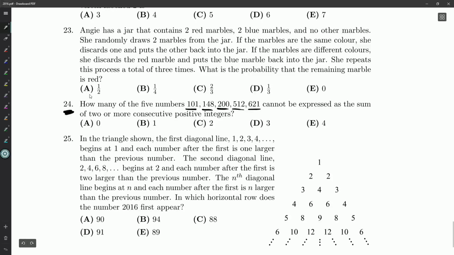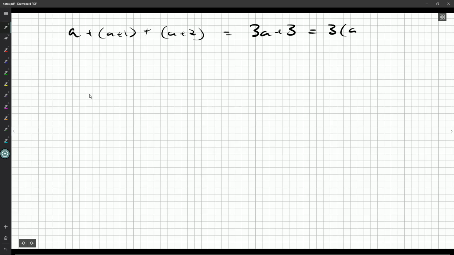So to answer this question, we really need to understand how you know if something's expressible as a sum of consecutive positive integers. And there's two ways. The easiest way is if you've got an odd number of numbers. For example, if I had a, and then the number right after that, a plus 1, and a plus 2. If I had 3 numbers added up, turns out that's always a multiple of 3. Not only that, it's 3 times the middle number. And if there's an odd number of numbers, there will be a middle number.